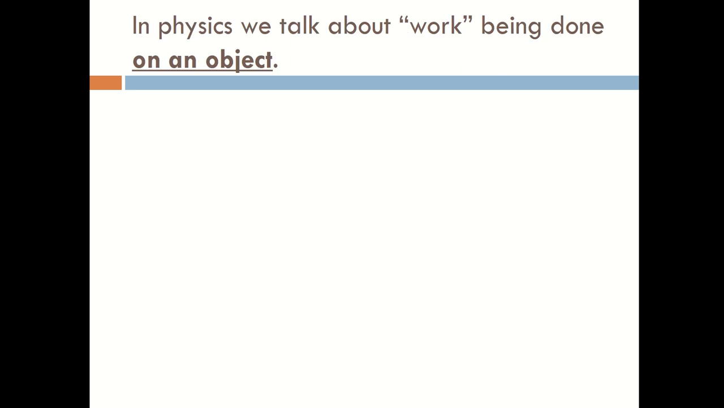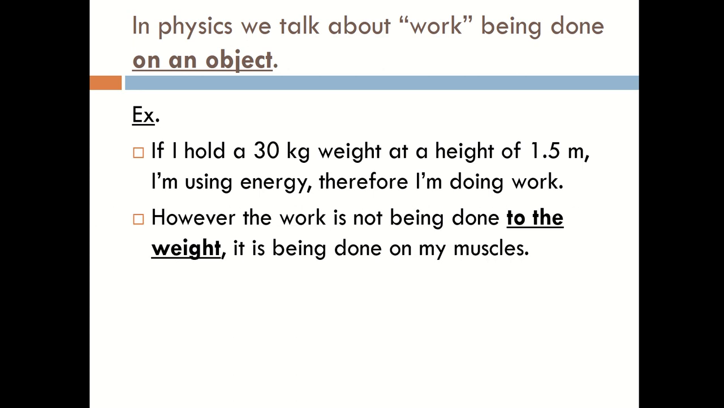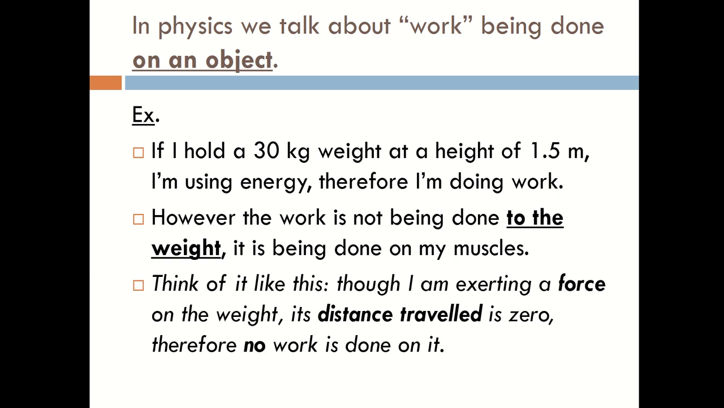So let's take a look at a case where we talk about work being done on something. Let's say I hold a 30 kilogram weight at a height of 1.5 meters. I'm using energy, therefore I'm doing work. But the work is not being done on the weight, it's being done on my muscles. I'm using energy in my muscles to hold out that weight. You can also think of it this way: though I am exerting force on the weight to hold it up, the distance traveled is 0. The weight hasn't moved, so there is no work done on it.